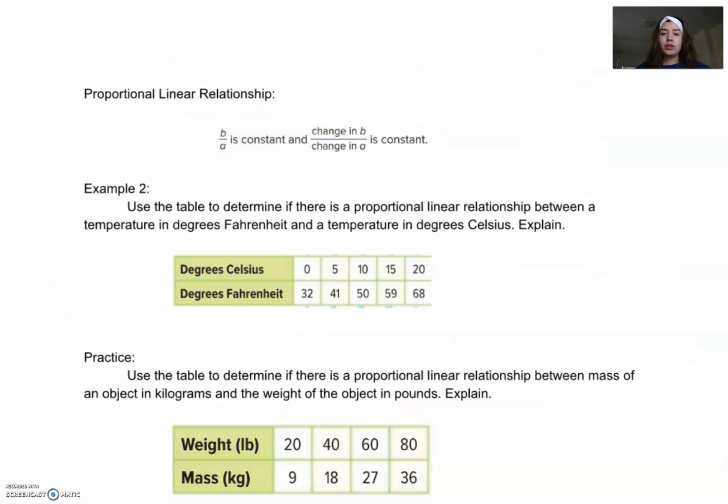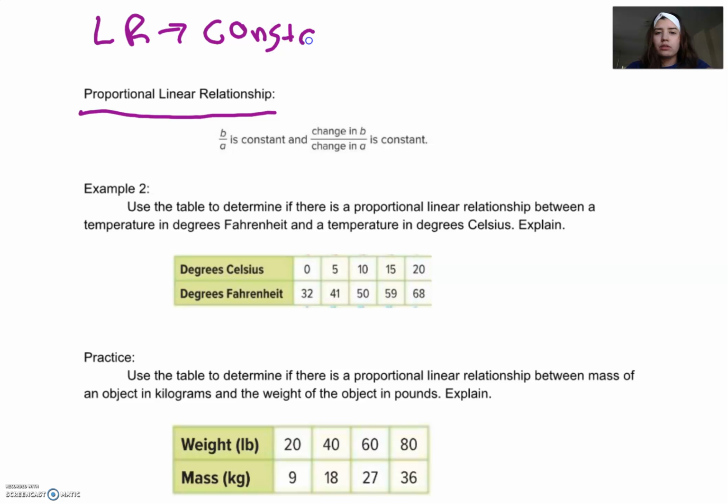Okay, for this page, we're going to talk about a proportional linear relationship. Okay, this is slightly different than a normal linear relationship. So if you remember what we just talked about, a linear relationship, we'll say LR, has a constant rate of change. This is different from a proportional linear relationship only because of one thing.